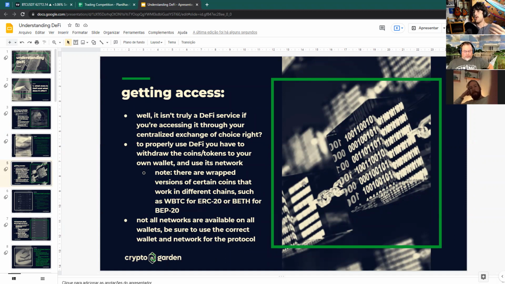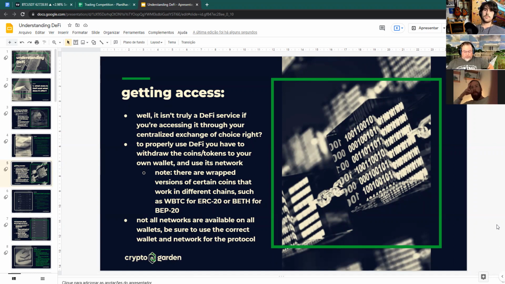Or you can wrap Ethereum, for example, BETH, which is for the Binance Smart Chain or BEP20, okay? However, do note that not all networks are available on all chains. For example, I don't think you can use the Solana blockchain on MetaMask, which is the most commonly used wallet. So you have to download its own wallet and use everything through there, okay?